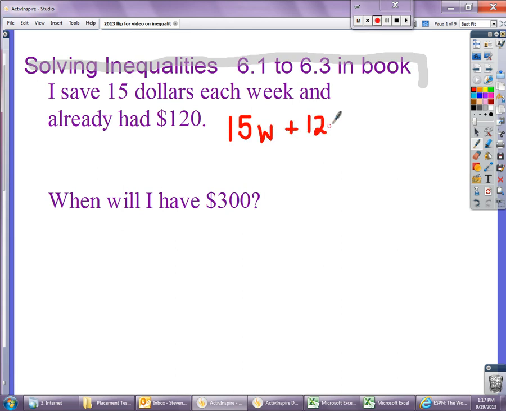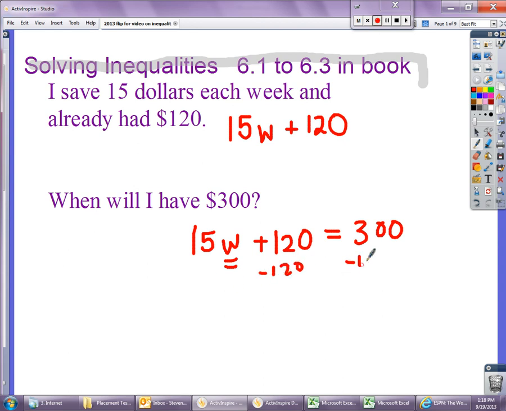And you'd add the 120 you'd already had. And this would be an expression of time. Well, if you want to know when you'll have exactly $300, we can take our expression that gets us how much money we make and set it equal to 300 and find out there's only one amount of weeks that I can get to equal 300 plus that 120. So we're going to subtract 120 from both sides.